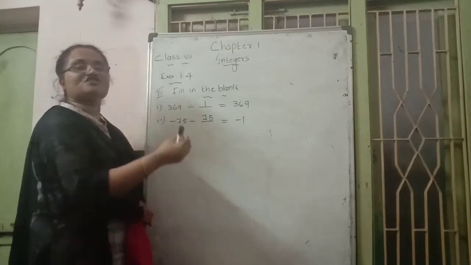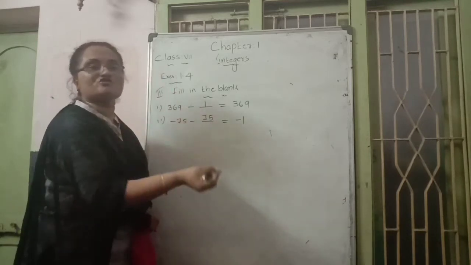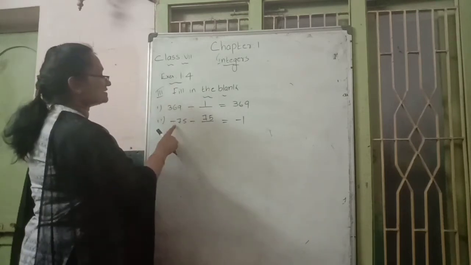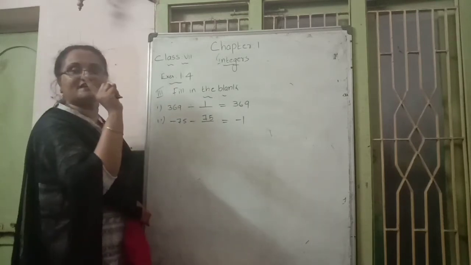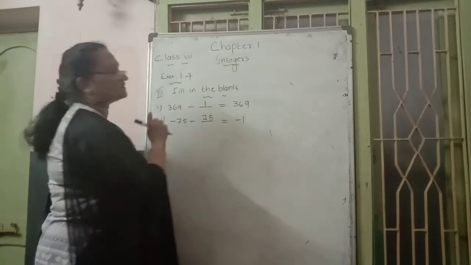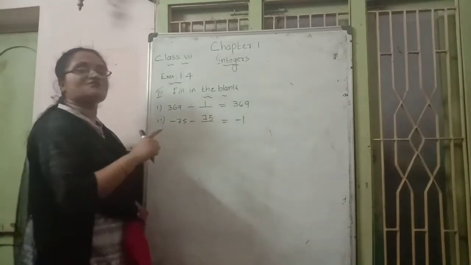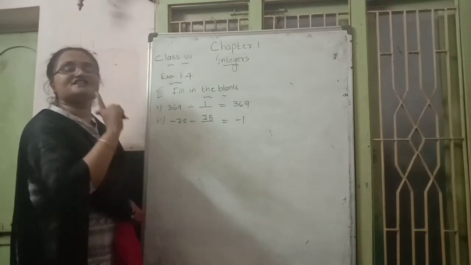Even when the negative symbol repeats twice, we get a positive answer. The multiplication rule we already learned. Here, how many times is the negative symbol? One time, and one is an odd number. That's why the second 75 is a positive 75. Then only will the result become minus 1.